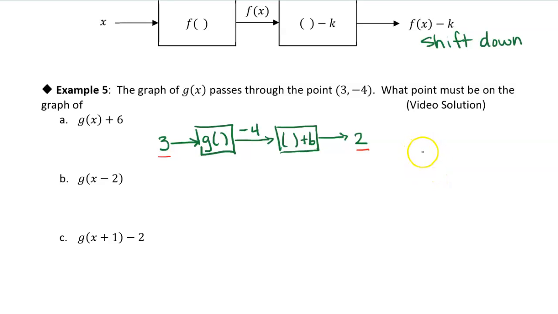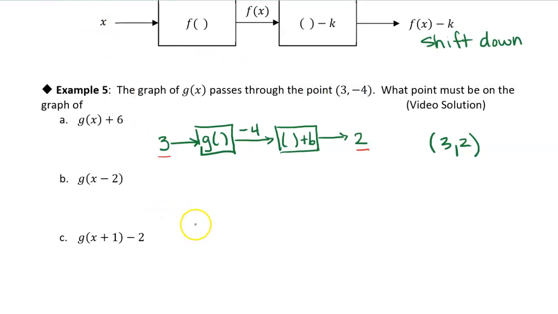So the point that has to be on the graph of g of x plus 6 is 3, 2. And you can see that we shifted it up by 6, right? We took the output and shifted it up by 6. All right, let's take a look at the next example.